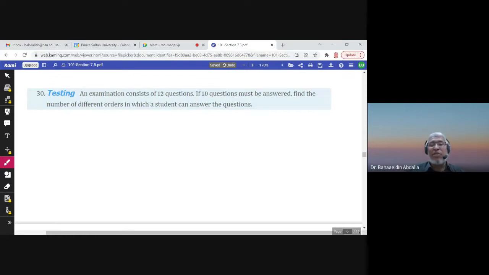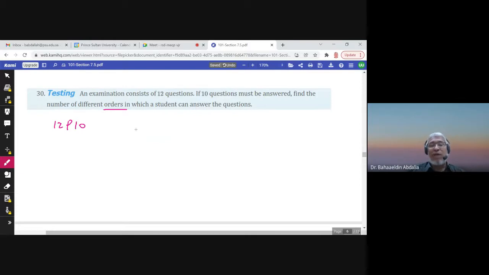An examination consists of 12 questions. 10 questions must be answered. So you answer 10 out of 12. Find the number of different orders in which a student can answer the questions. So there are 12 questions and we need to select 10 of them in order to answer. So the answer is 12p10.